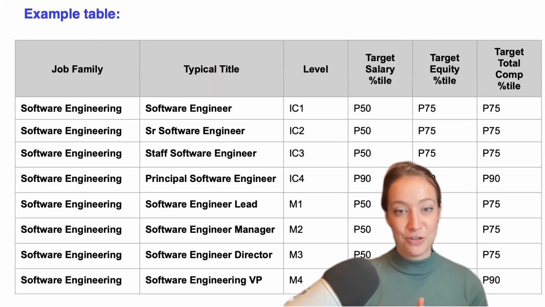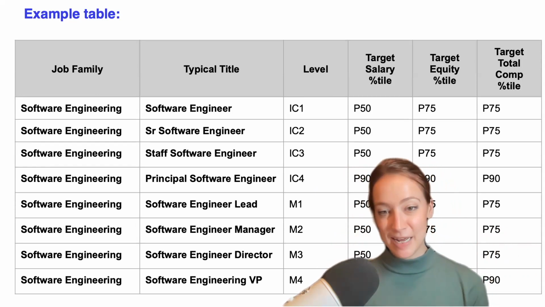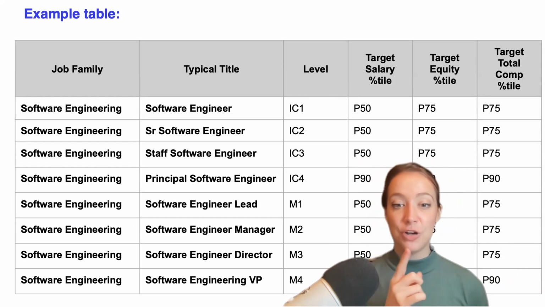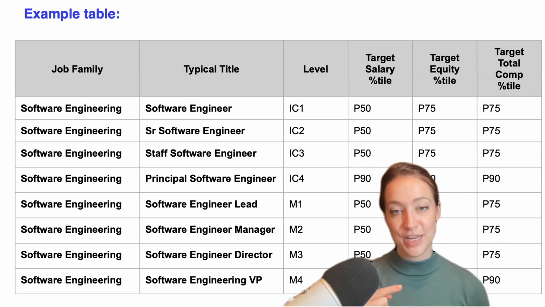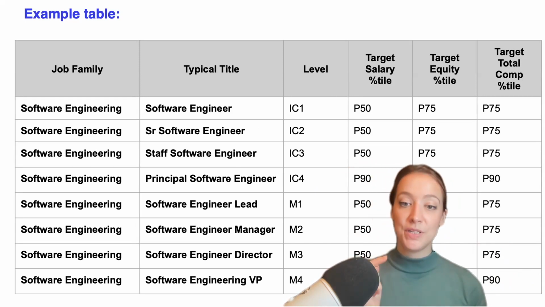Once you have that table constructed, it should look something like this. I tried to put an example of a table that I have used in the past. You can see that I have my job family with software engineering. I do put typical title to help me guide myself along this journey. I put the levels. This is a 4-level system, and I chose the percentiles.